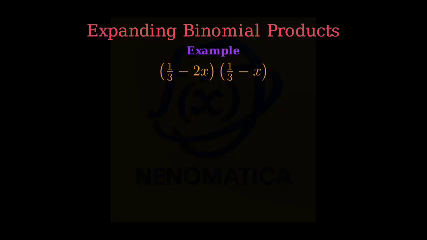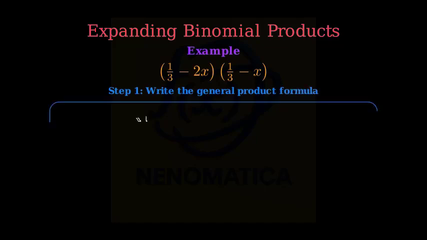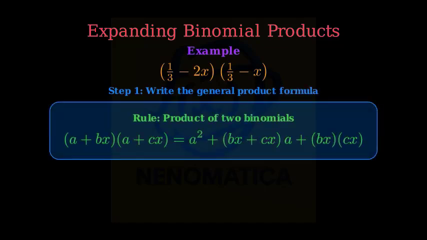Let's start with step 1. We'll use the general product formula for two binomials, which states that (a + bx)(a + cx) equals a squared plus the quantity (bx + cx) times a, plus bx times cx. This formula helps us organize our work.